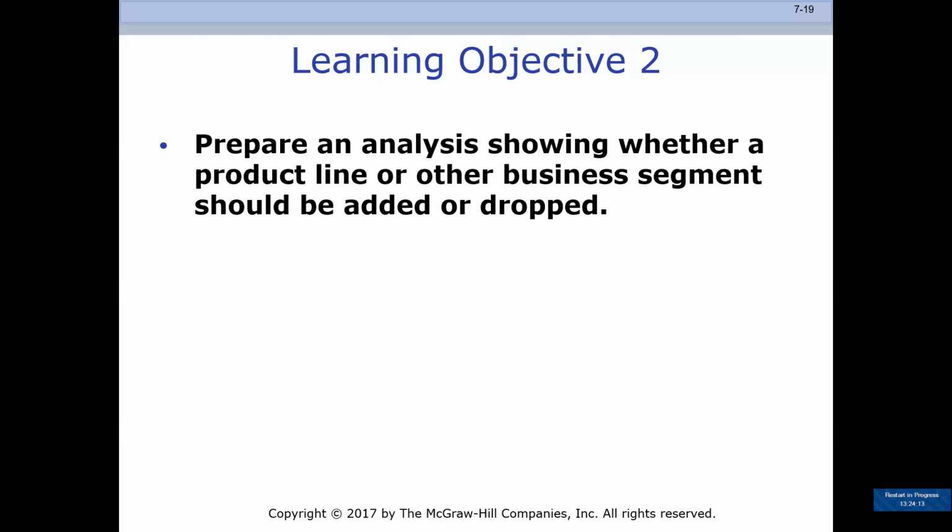Second learning objective: prepare an analysis showing whether a product line or other business segment should be added or dropped. Businesses run into this stuff all the time. If you're making profits, you would keep it. If you can increase your profits by adding something, you add something. If one of your segments is losing money, then you drop it, you get rid of it. The question is, are they really losing money?